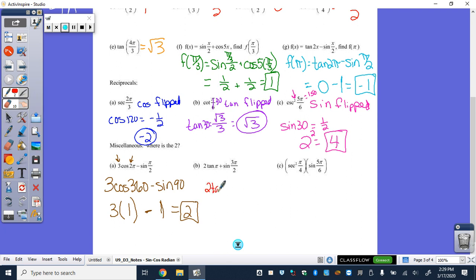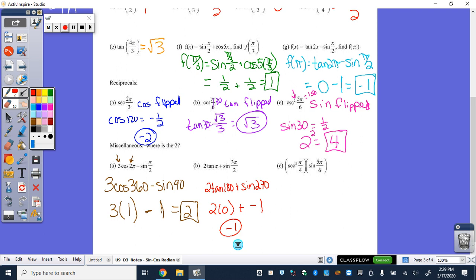So here we got 2 times the tangent of 180 plus the sine of 270. Tangent of 180 is 0. Sine of 270 is negative 1. So I get negative 1.